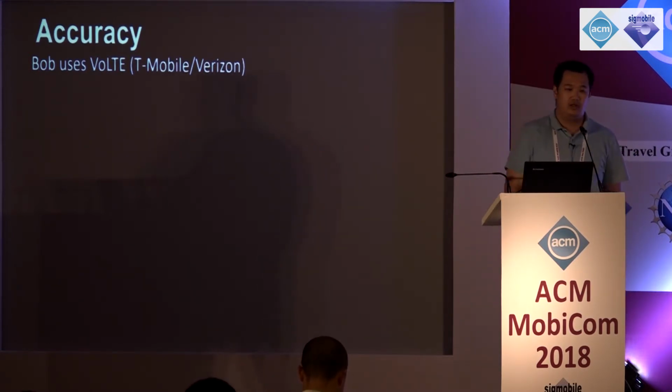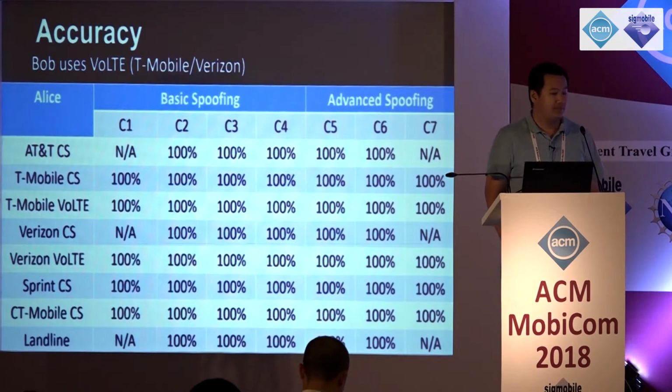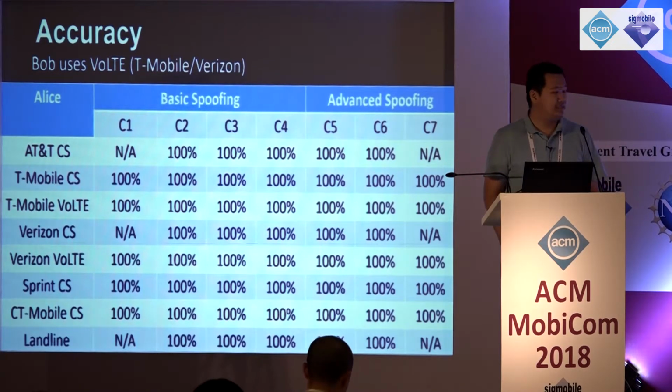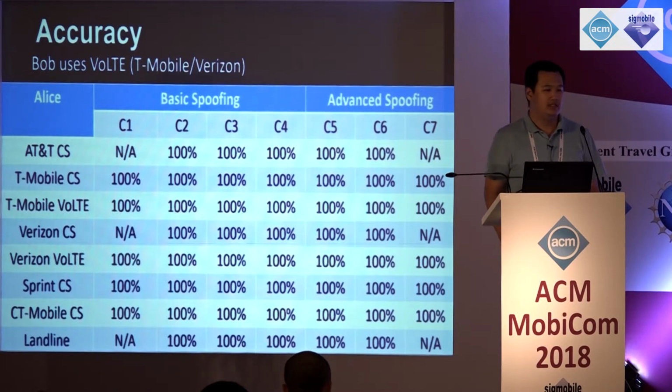In accuracy, Bob uses voice over LTE technology, and we consider Alice to use all 4 US major carriers, and also including 1 single line landline. So we test against all 7 scenarios, and we can find that CEIVE can achieve 100% accuracy when it can give a spoofing detection. And you can see in C1 and C7, for some of the carriers, CEIVE cannot make the decision because of call state ambiguity, which is that CEIVE cannot differentiate the idle and connect states. It also worked for CS4 backhaul.